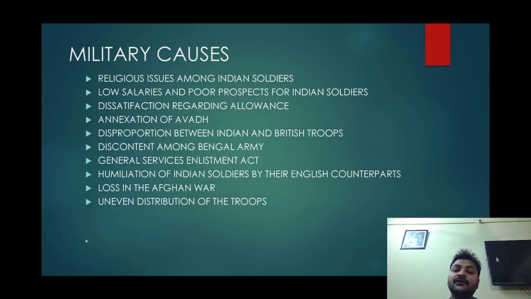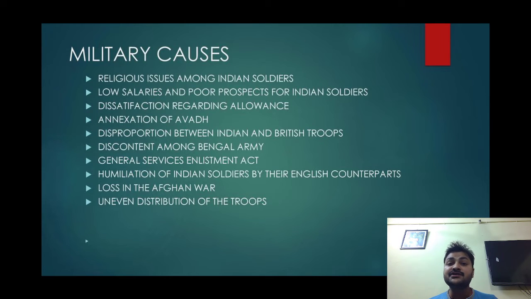Now, if I'm the soldier and you're killing my emperor, or if you are harming my state, I'll be against you. Same thing happened. Annexation of Awadh plays a vital role. Now again, disproportion between Indian and British troops, that is, British were paid much more than Indians. There was discontent among every army, not only in Bengal. It's written over here as Bengal army, but actually every sepoy was discontent.